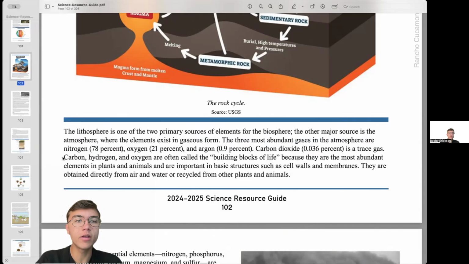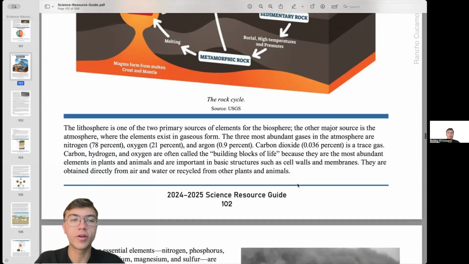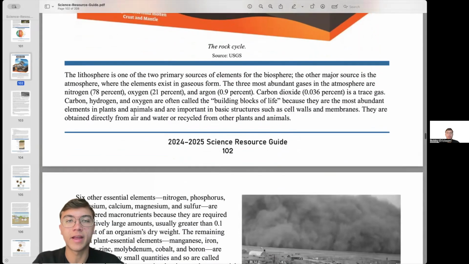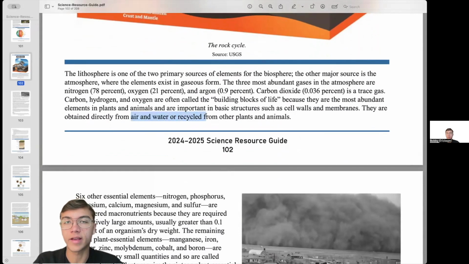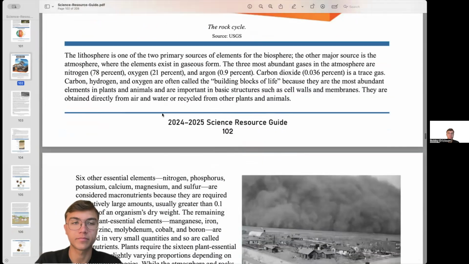And so we often call carbon, hydrogen, and oxygen the building blocks of life because they're the most abundant in plants and animals in the biosphere. They make up cell walls, membranes, etc. They're often directly obtained from air and water or recycled from other plants and animals. So if you're eating a plant, you're eating some carbon and hydrogen and oxygen, and you're getting some of those elements.